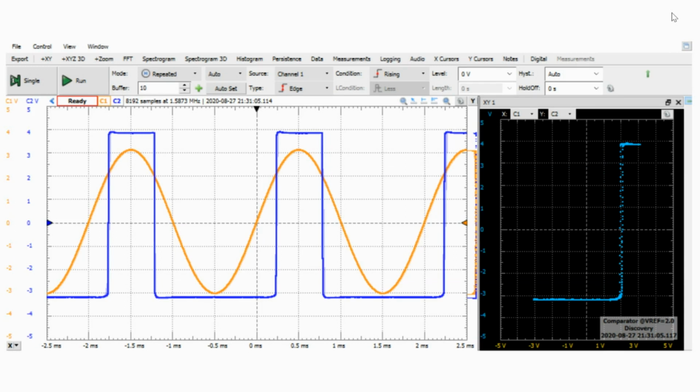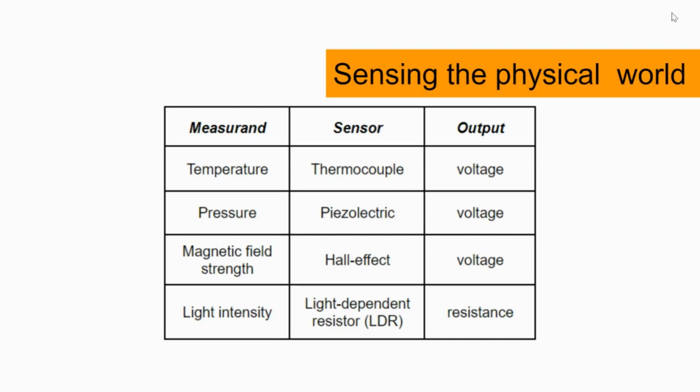Now that we've learned how a comparator works, let's try out another source of input. In real-life applications, we use sensors to measure different physical quantities as shown in the table. For today's episode, we'll use an LDR, a two-terminal device whose resistance value decreases as the intensity of light increases.